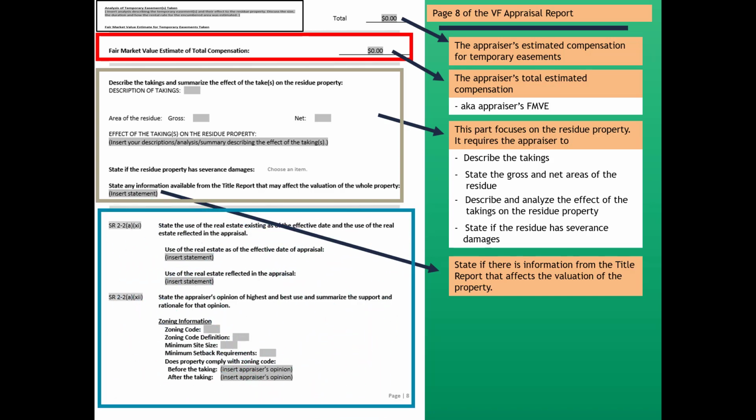The next section of the value finding report complies with Standards Rule 2-2AXI, which is stating the uses of the property, and then followed by 2-2AXII, which is dealing with the highest and best use of the property. We're running out of room on this page to discuss, so we're going to focus on this area outlined in blue on the next page, page 9.